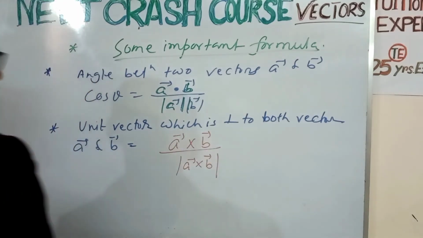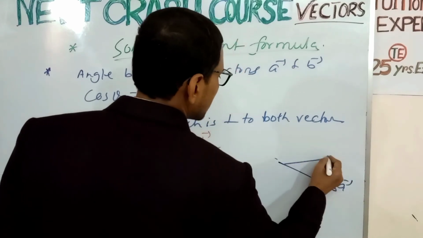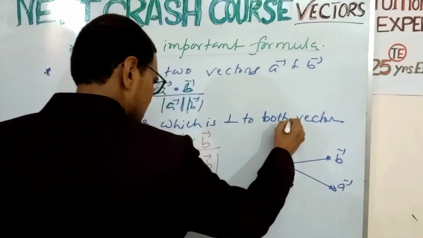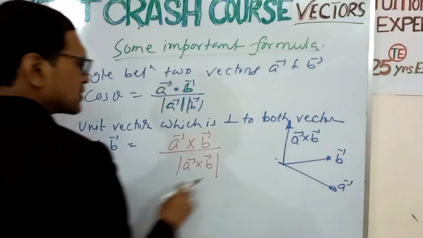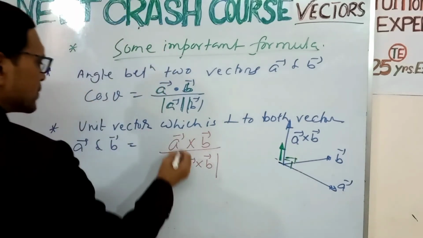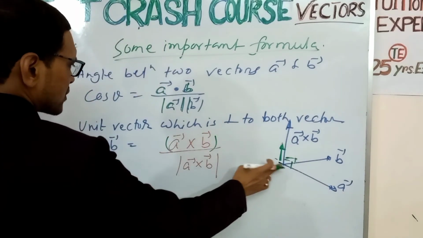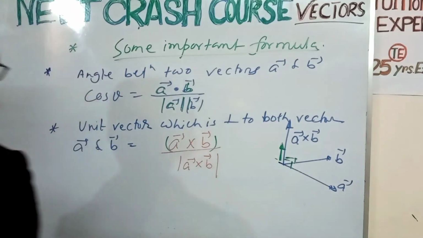Suppose this is vector a and this is vector b. Now a cross b is perpendicular to both a and b, so the unit vector along this direction is this vector, which is perpendicular to both. Now we have to take the unit vector, so the vector by its magnitude is the unit vector. So this is the answer.